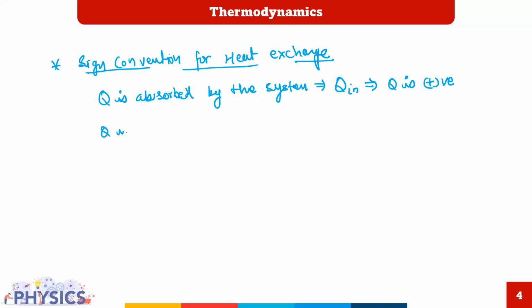And if heat is released or rejected by the system, then we call it Q out. Then we take the heat exchange to be negative.